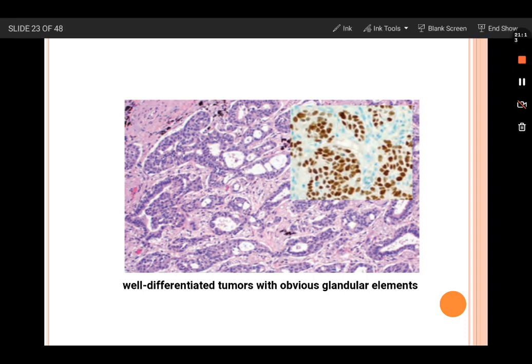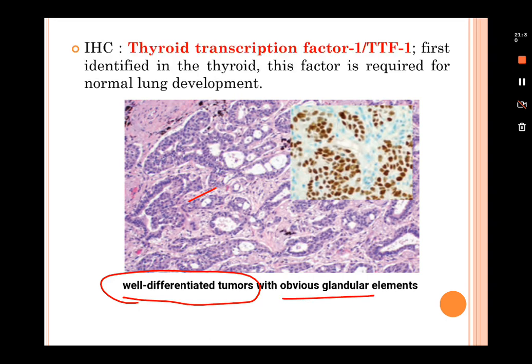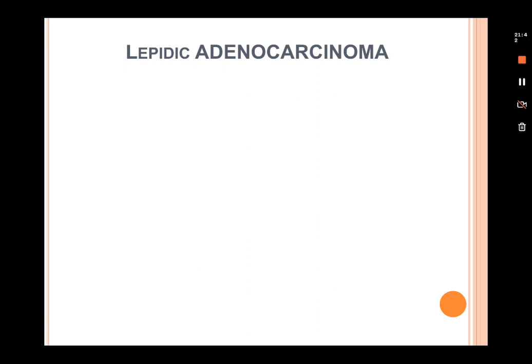So in the center, in the lumen, what you see is a little secretion, and these are well differentiated tumors. So properly, you can see glands have formed. This is not normal lung histology. These are glandular elements, and they have stained the cells. This is IHC with TTF1. Thyroid transcription factor TTF1 is usually identified in thyroid, but it is also responsible for normal lung development, and hence it will also be expressed whenever your cancer cells in the lung are proliferating.